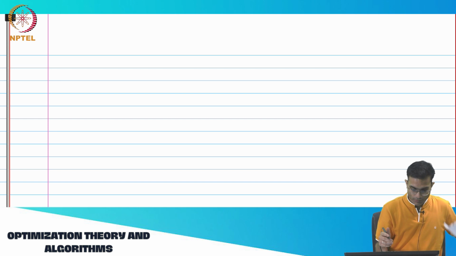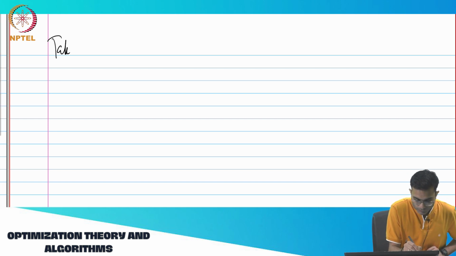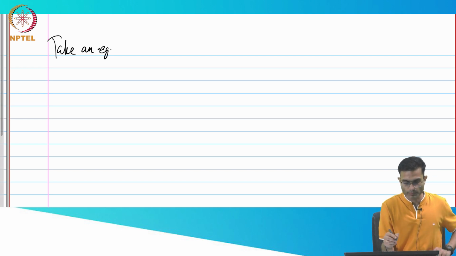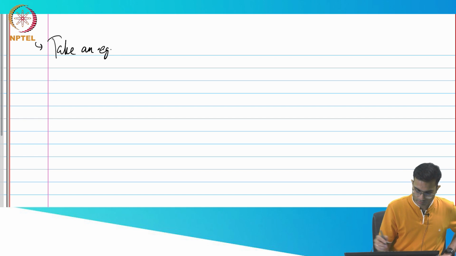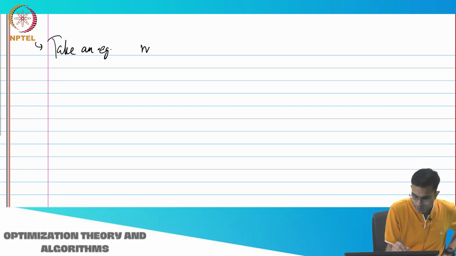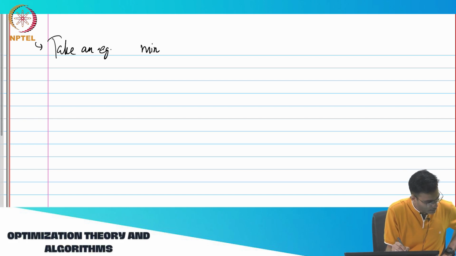Okay. So let's take an example. I'm going to take an example whose primal problem I can see and tell graphically. Okay. So minimize, let us say.